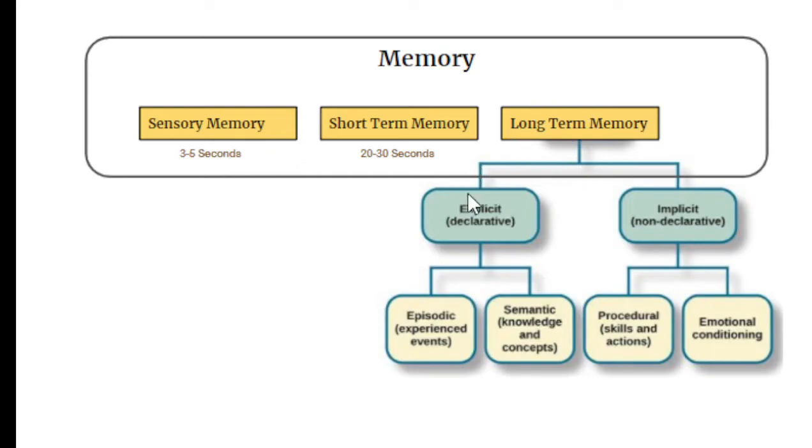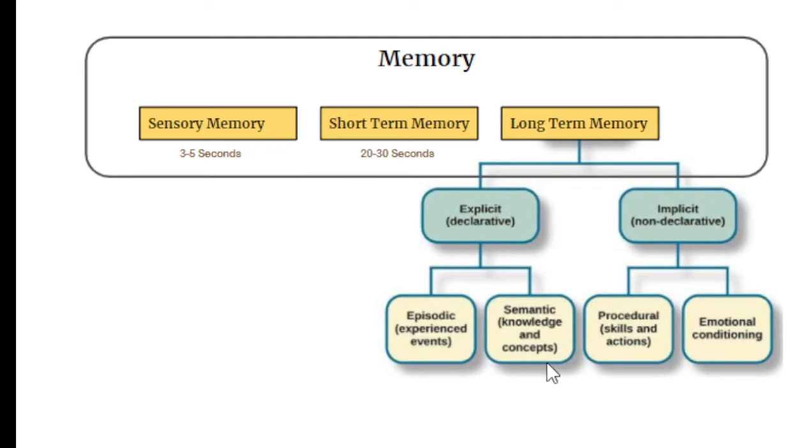In this there are two types: explicit and implicit. Explicit basically means conscious memory, and implicit means unconscious memory. Conscious memory means the things that we remember consciously, that means the events we experience. You might have gone to a certain birthday party or something, and you remember that later, right? So that is explicit long-term memory.